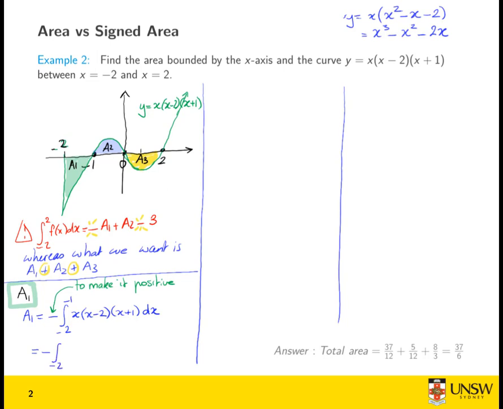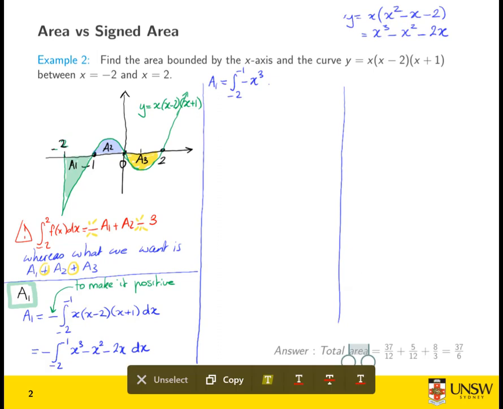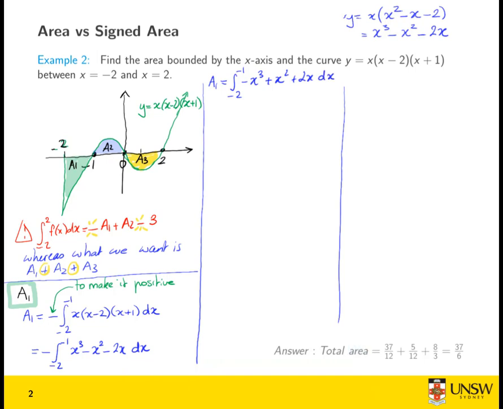So we can now use this expression for our function. And we can put this negative sign inside the integral and distribute it. What we will get is the following. Minus x cubed plus x squared plus 2x dx. Notice that when you distribute a negative sign, all the signs change. From there, we follow our usual procedure of finding an antiderivative for each term of the sum.